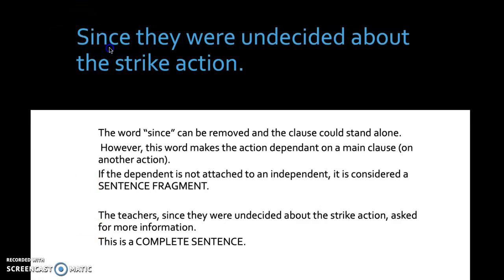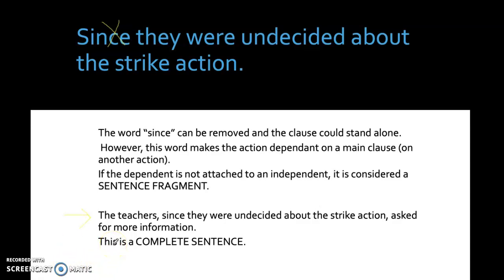If we want to fix this, we can do a couple things. We can remove the word since, and we'll have a complete sentence. They were undecided about the strike action. Great. The word since can be removed and it'll stand alone. But because we want to build it along with another sentence to make a more complete thought, we're going to add it to what happens after. The teachers, since they were undecided about the strike action, asked for more information. It's now a complete sentence because we have an independent clause.